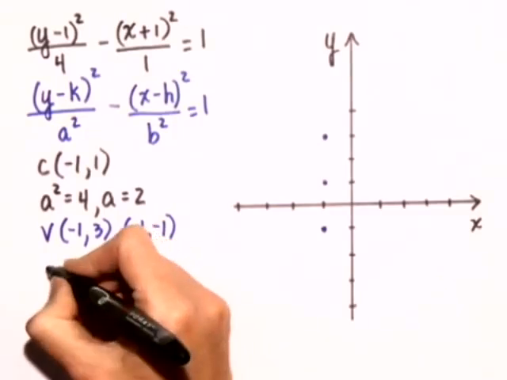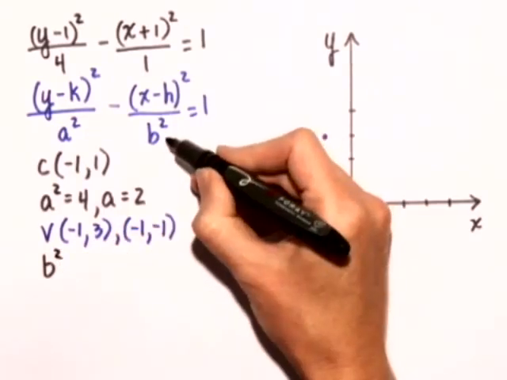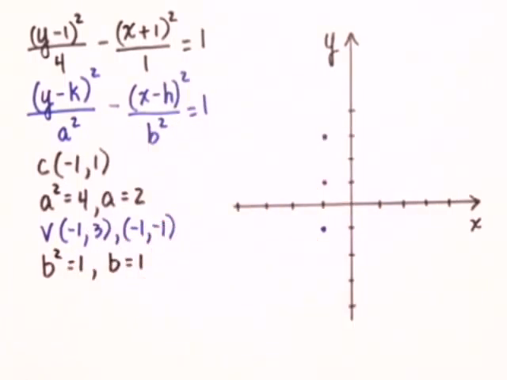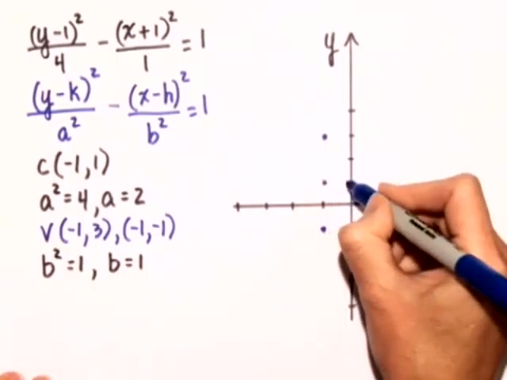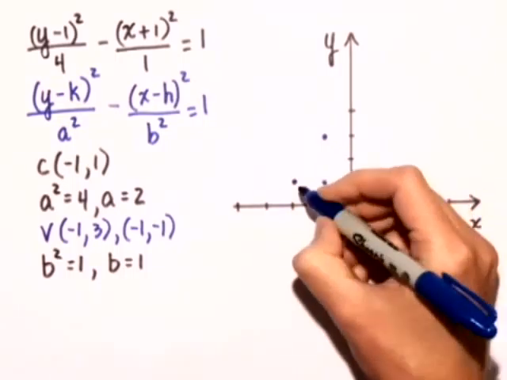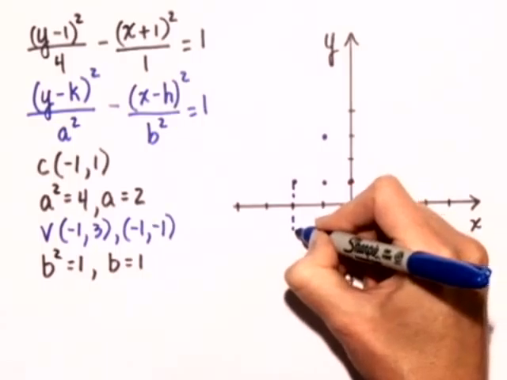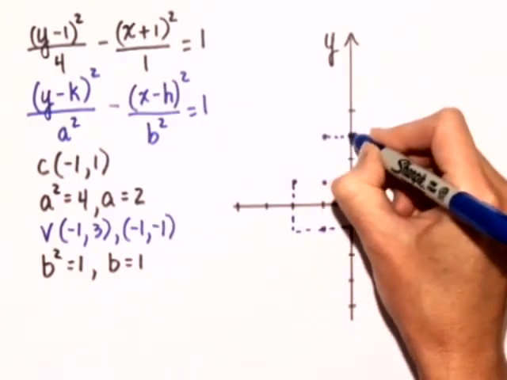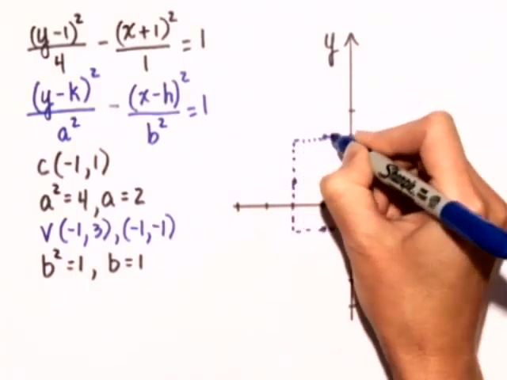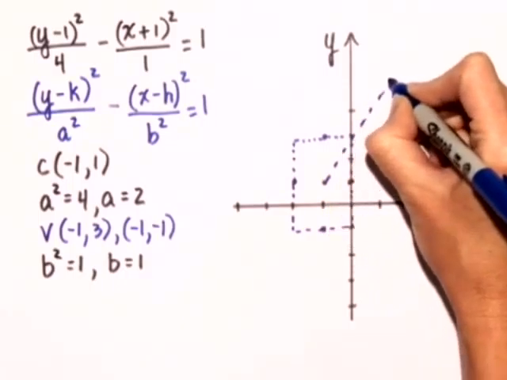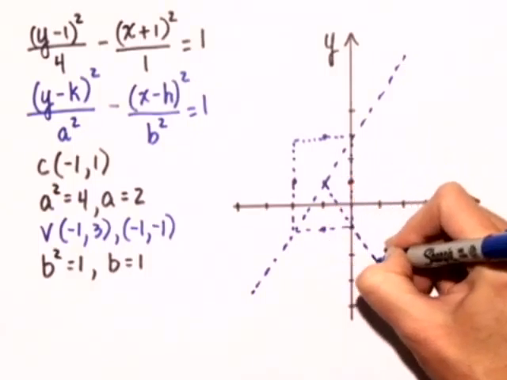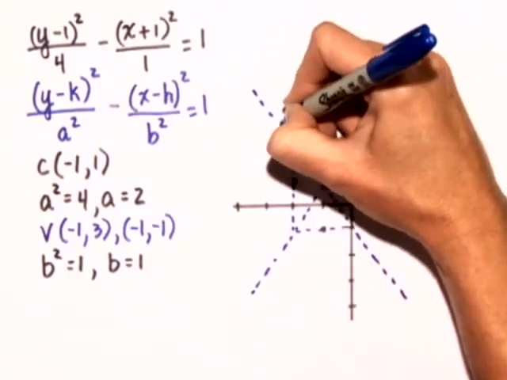Now we also need information about b squared. b squared is equal to 1, so therefore b is equal to 1. So from our center, we'll go b units to the right and b units to the left so that we can form our rectangular box. Let's do that now. The rectangular box will help us draw in our asymptotes on the graph. So we draw the diagonals through the corners of this rectangular box. These are our asymptotes that help us sketch our hyperbola.